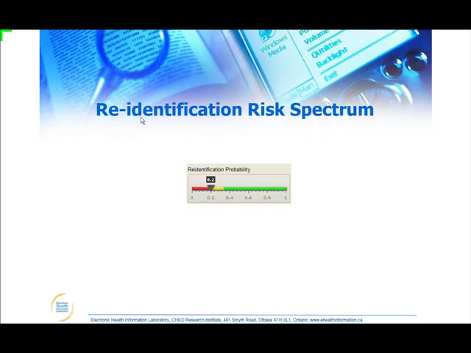I mean, as a naive example, if I give you some data, and you select a name from the phone book and say record number 7 is that person, the probability of that being correct is not 0. It's very low, but it's still not 0. So identifiability is on a spectrum.